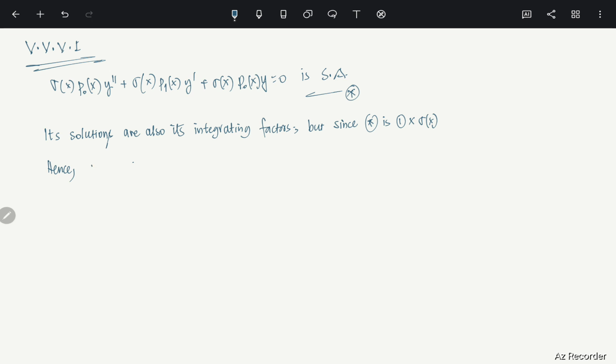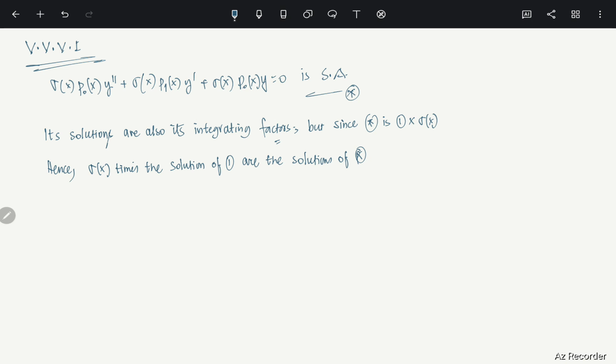So hence, sigma x times the solution of 1 are the solutions of star, which are also the integrating factors, because solutions are integrating factors. So sigma x times the solution of 1 are the solutions of star.